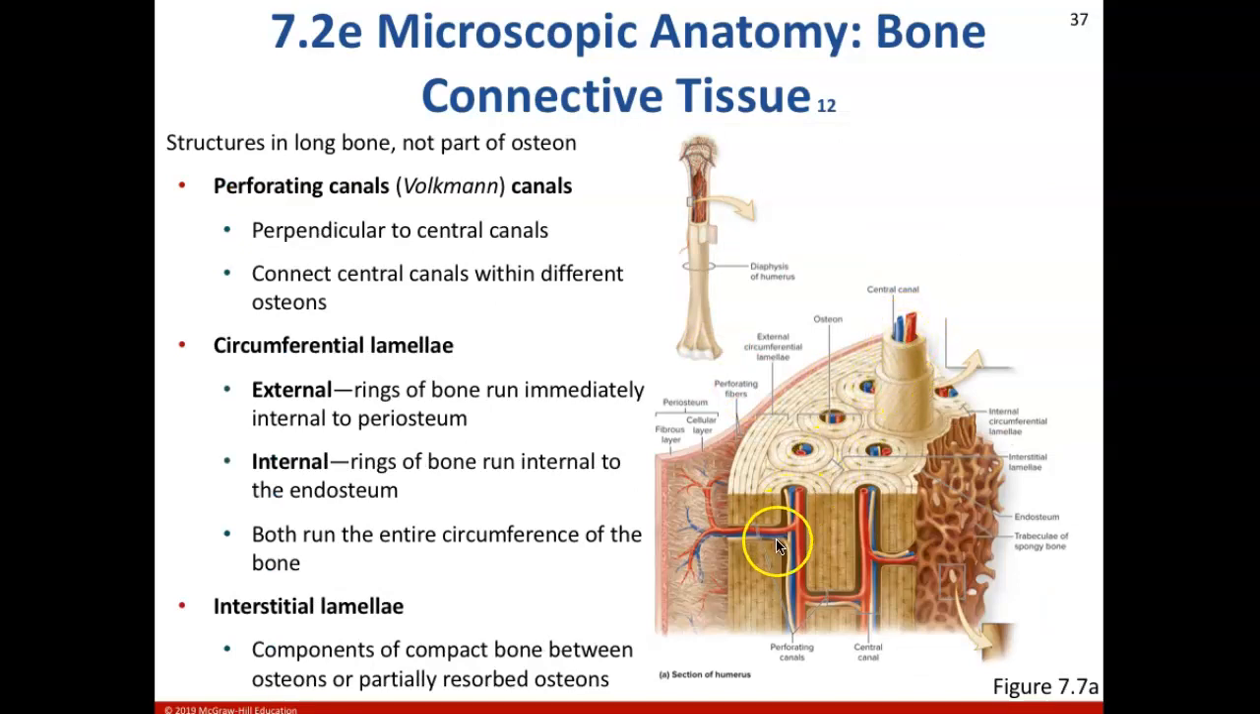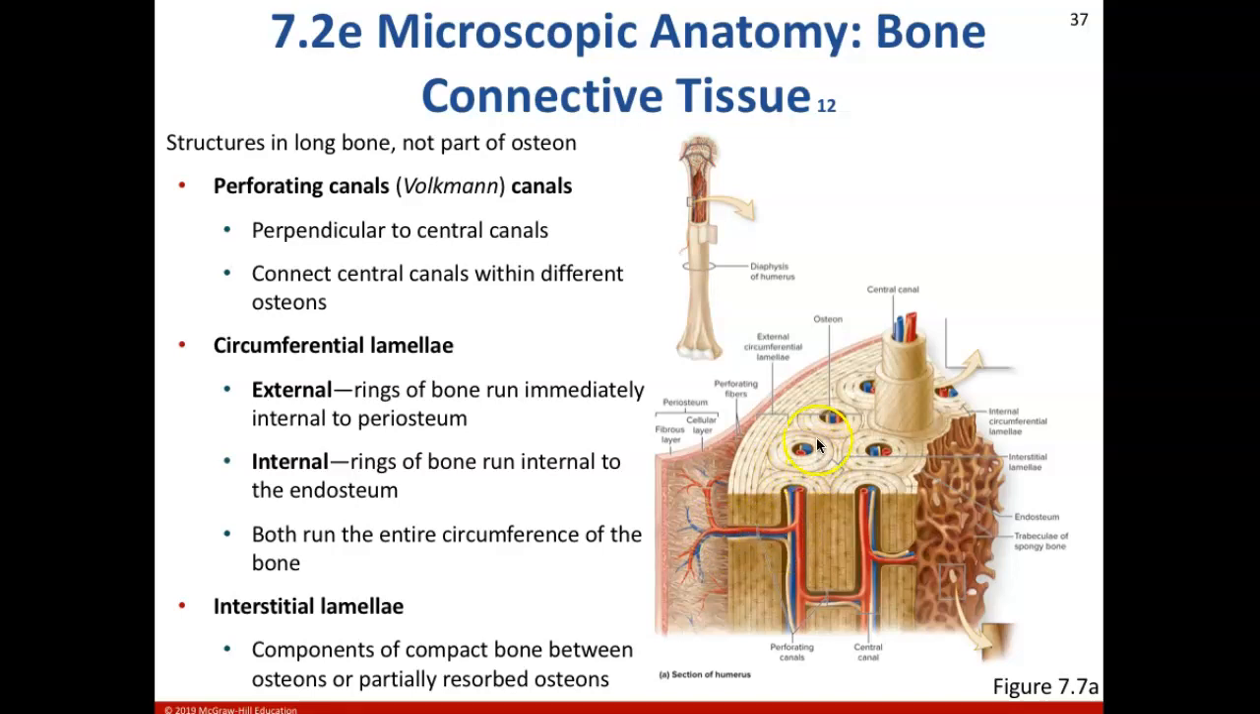Now, our central canal is not the only canal. We also have these canals that are moving horizontally or perpendicular to the central canals. These could be called perforating canals or Volkmann canals. And these also will contain blood vessels and nerves.